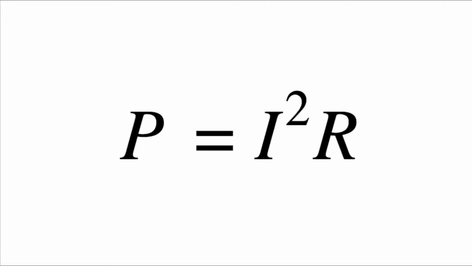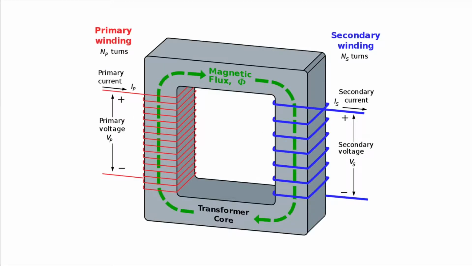One way of doing this is by making the resistance of the wire as small as possible, but that would require making the wires thicker, which would be costly. When DC is transported over long distances, lots of power is lost and the wire heats up. With alternating current, something called a transformer can be used, which can step up and step down the voltage.